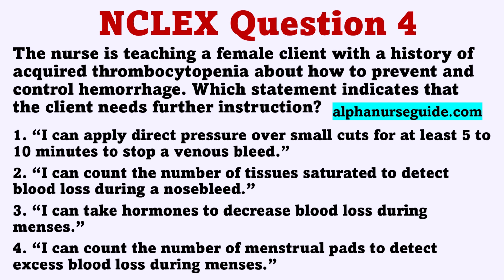The nurse is teaching a female client with a history of acquired thrombocytopenia about how to prevent and control hemorrhage. Which statement indicates that the client needs further instruction? 1. I can apply direct pressure over small cuts for at least 5 to 10 minutes to stop a venous bleed. 2. I can count the number of tissues saturated to detect blood loss during a nosebleed. 3. I can take hormones to decrease blood loss during menses. 4. I can count the number of sanitary napkins to detect excess blood loss during menses.